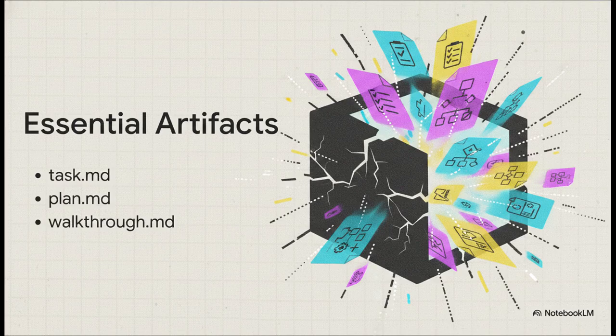It gives you a task checklist, a detailed implementation plan before it writes a single line of code, and a post-completion walkthrough. It is a brilliant way to ensure you always have a readable record of what the AI decided to do and why it did it.